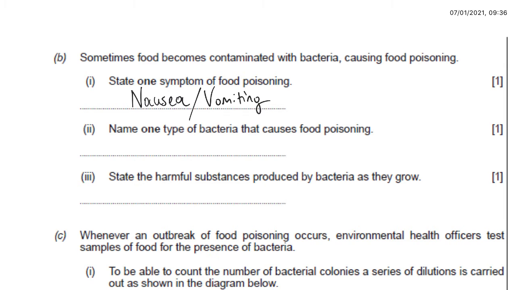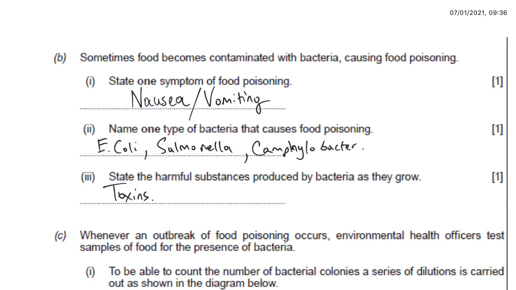Name one type of bacteria that causes food poisoning. We could give E. coli, Salmonella, or Campylobacter. Those are the three which are on our spec. Any one of those will do. State the harmful substances produced by bacteria as they grow. That is toxins.